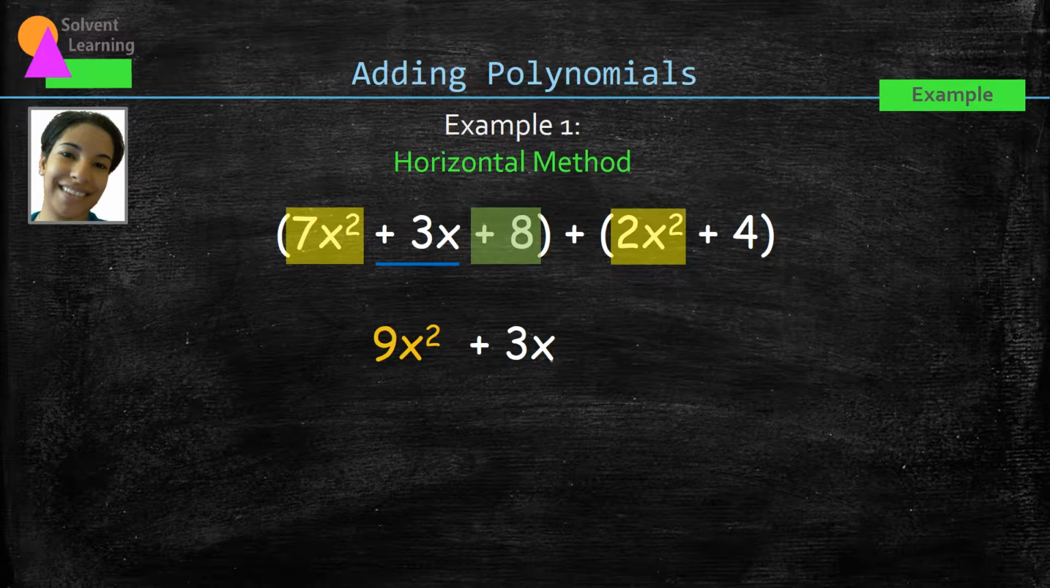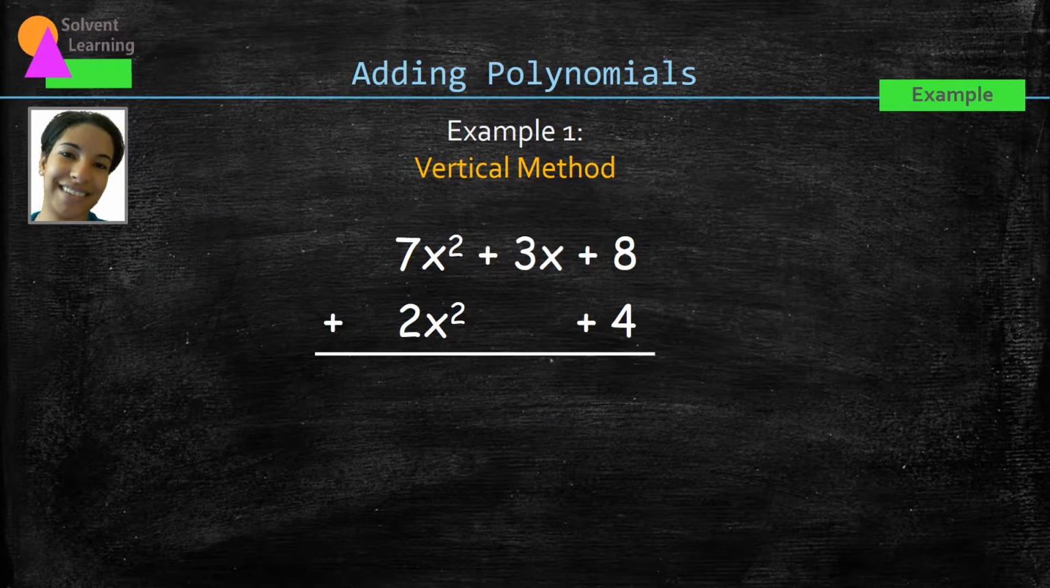Now we move on to the 8, and we can see that there's a like term in the second polynomial. The 8 and 4 are both numbers. They're both constant terms. So we can add them together to get positive 12. So here's the sum of these two polynomials, 9x squared plus 3x plus 12.